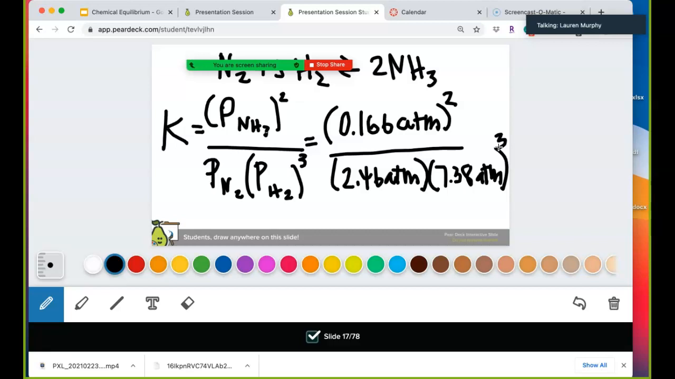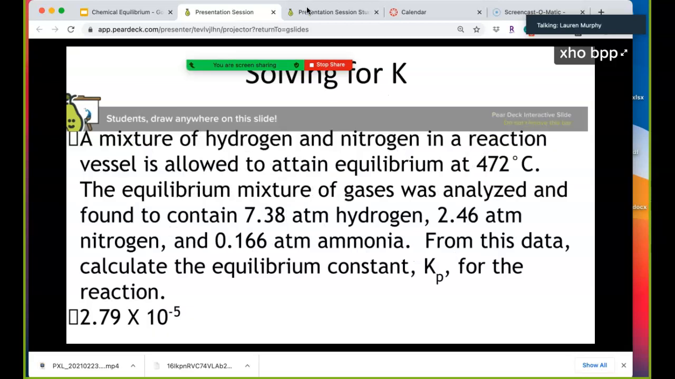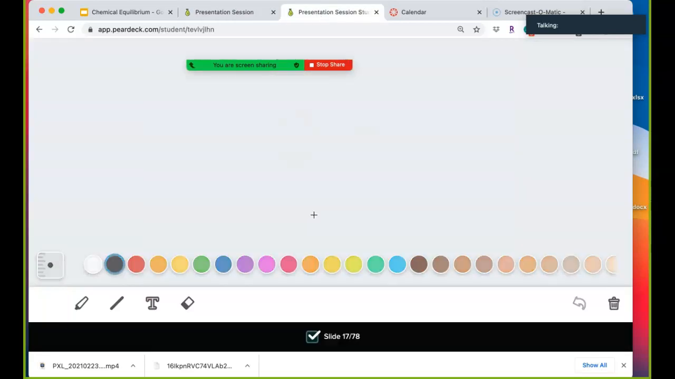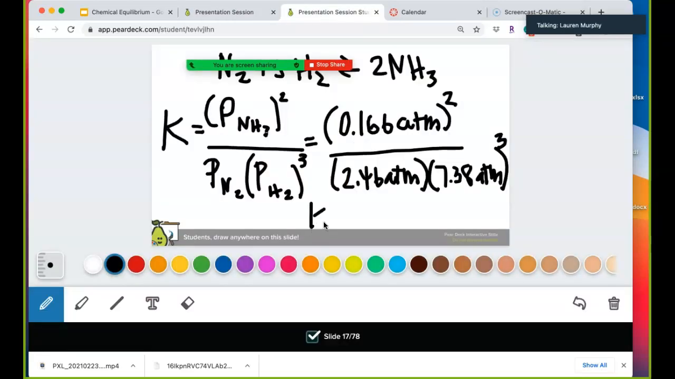So go ahead and try to practice this out. And let's see, we should get, looks like K equals 2.79 times 10 to the negative fifth. And notice that it is unitless, no units. And you could also technically call this Kp if you wanted because you did put in pressures.